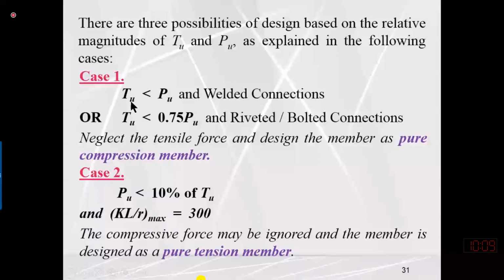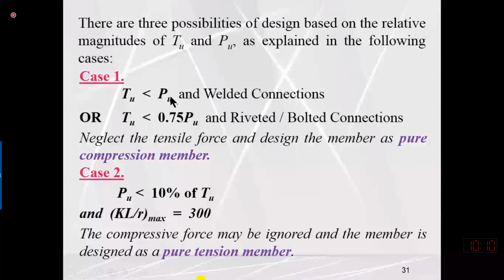Pure compression member means that we will only apply the guidelines and instructions for compression member design, and we will ignore that the member is even subjected to any tensile forces, because the section which is good for the compressive forces will also be sufficient to resist the factored tensile force if it is subjected to it. So if the first case is not satisfied, meaning the tensile forces are more than the compressive forces, then we have to check the second case.